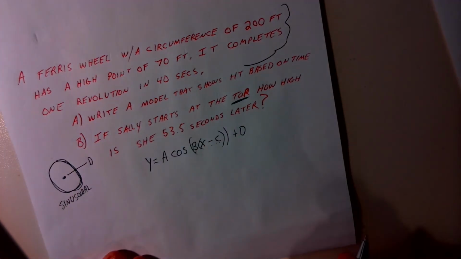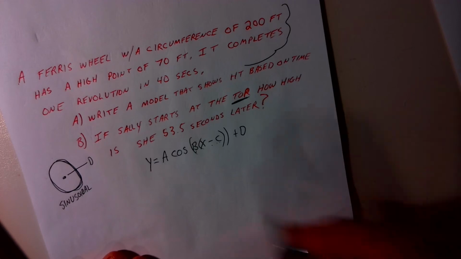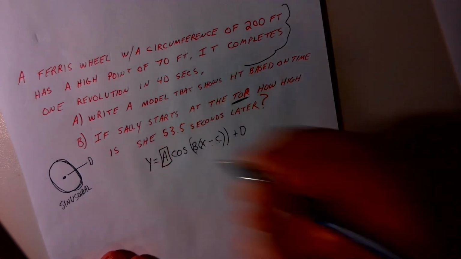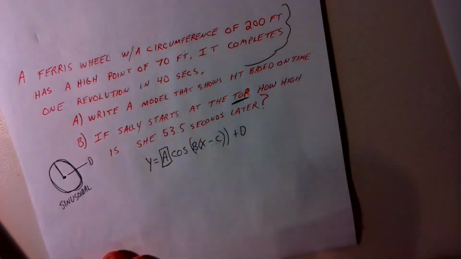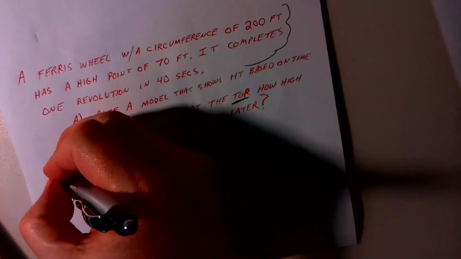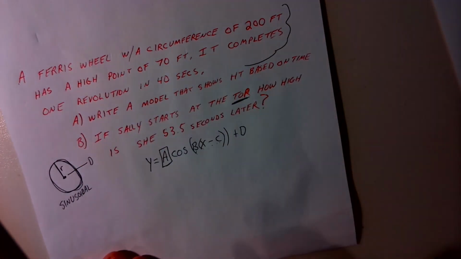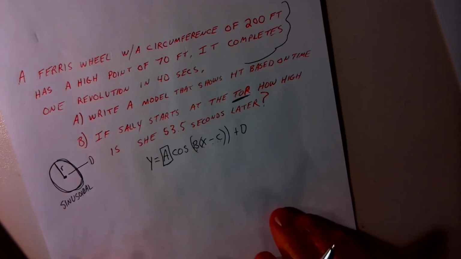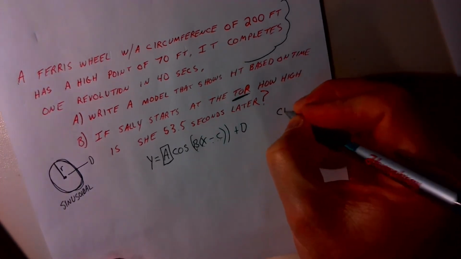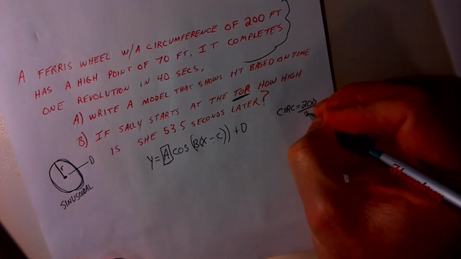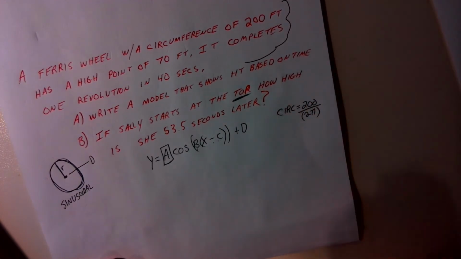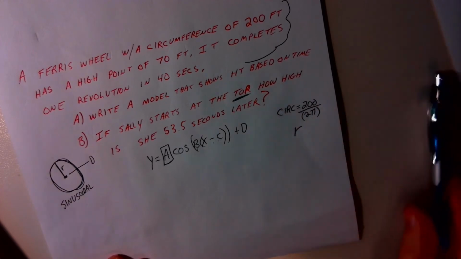Okay, so let's first go, what are some of the things on this that will help us? So I'm going to deal with the a first. Well, the a is how far up or down it goes. Well, if I look at this Ferris wheel over here, doesn't that make sense that that's just the radius? Sweet. So if I know my circumference is 200 feet, if I simply divide that by 2 pi, make sure I put that in parentheses, that should tell me my radius.